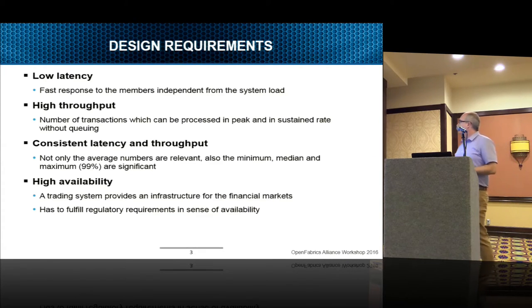So that's the point. Consistent latency and throughput is as important as the minimum latency itself. For sure, minimum latency may give you some indicators about the throughput you may reach, but averages are more or less not relevant. Medians are okay as a first indicator, but from an outside perspective and the reaction on the market, really these 99% numbers matter, to see how long 99% of my transactions, or 99.99% of my transactions, really take in the system. And the last point is availability.